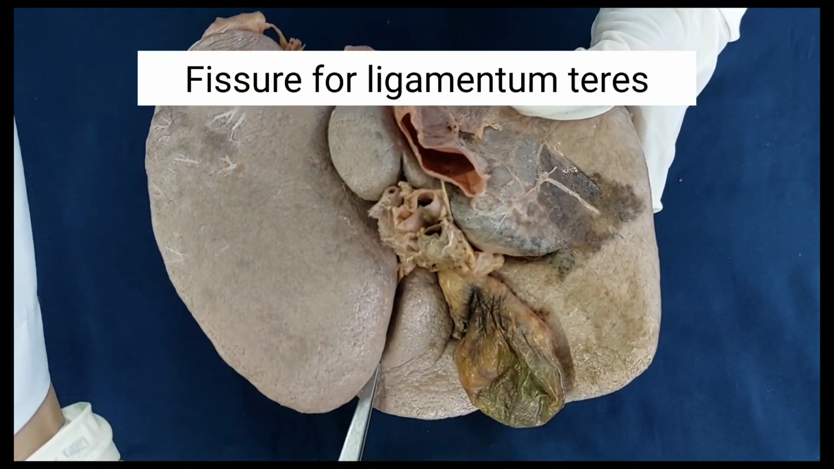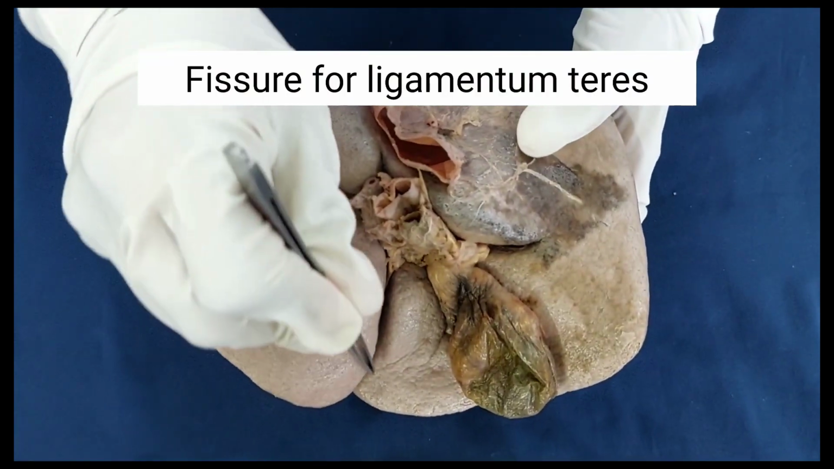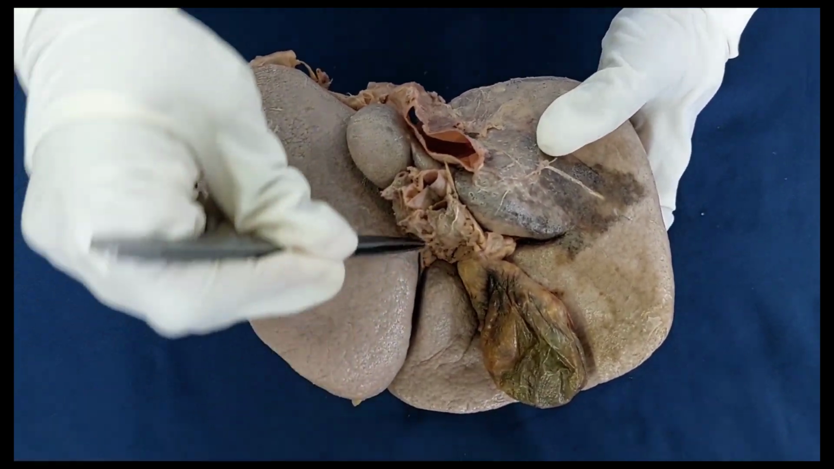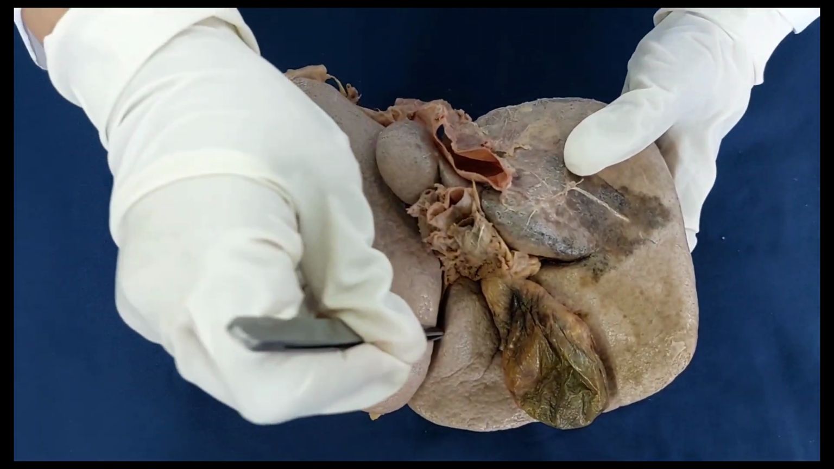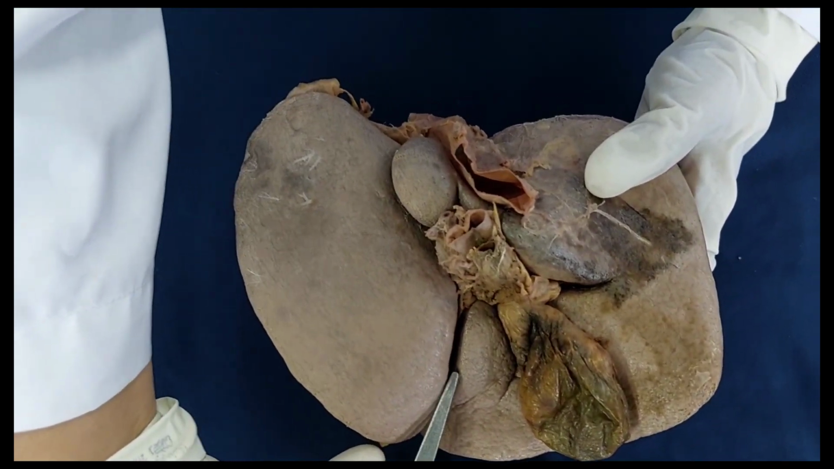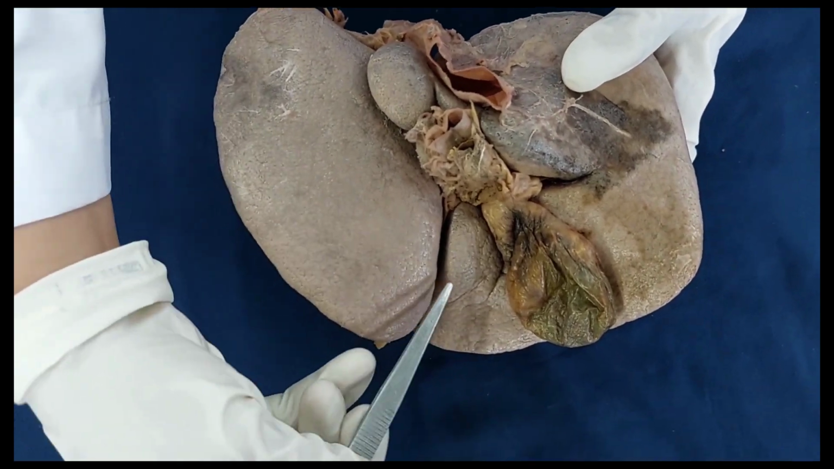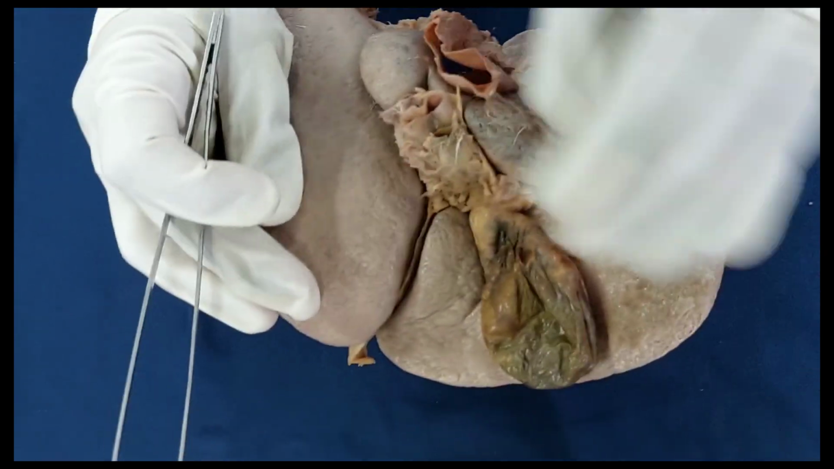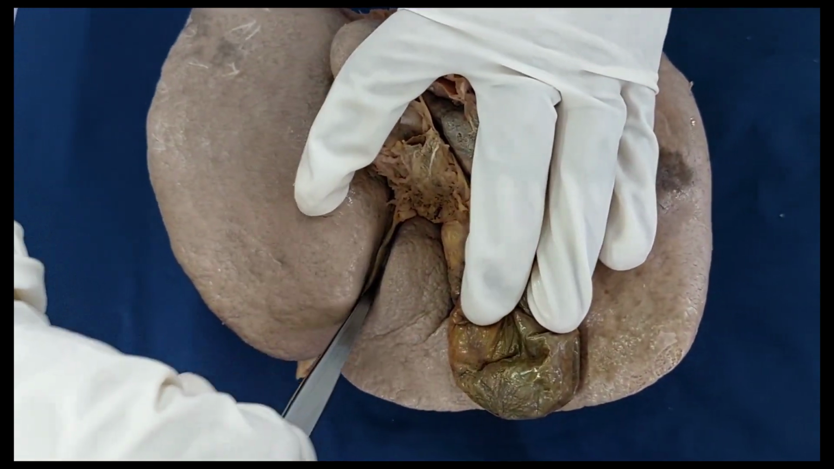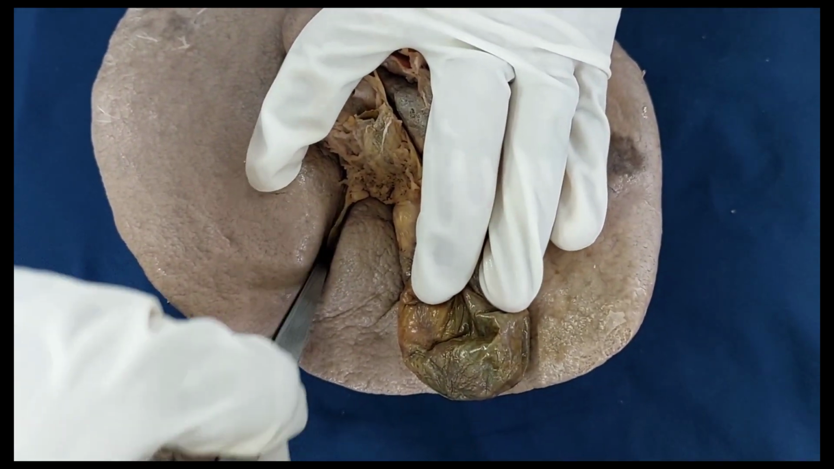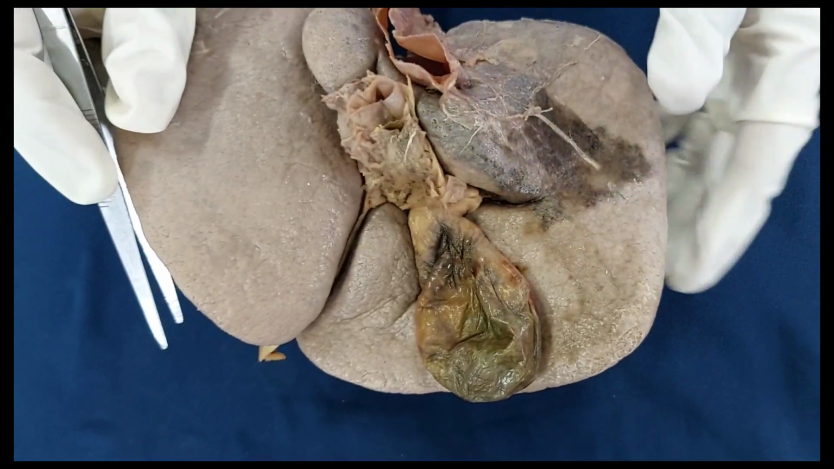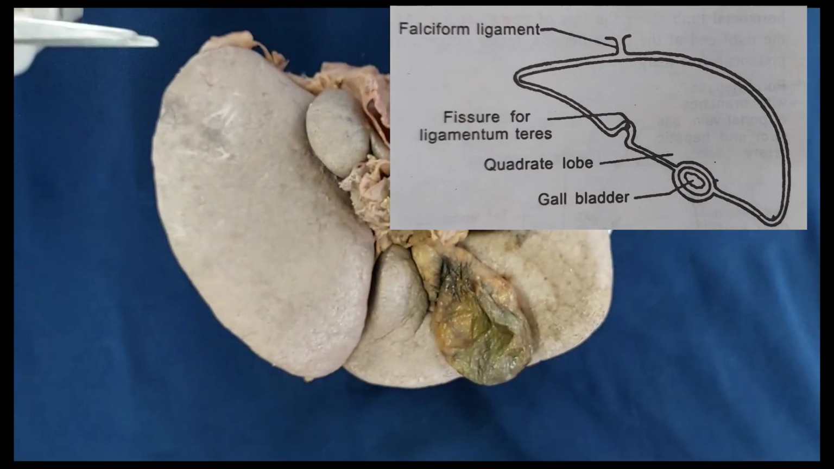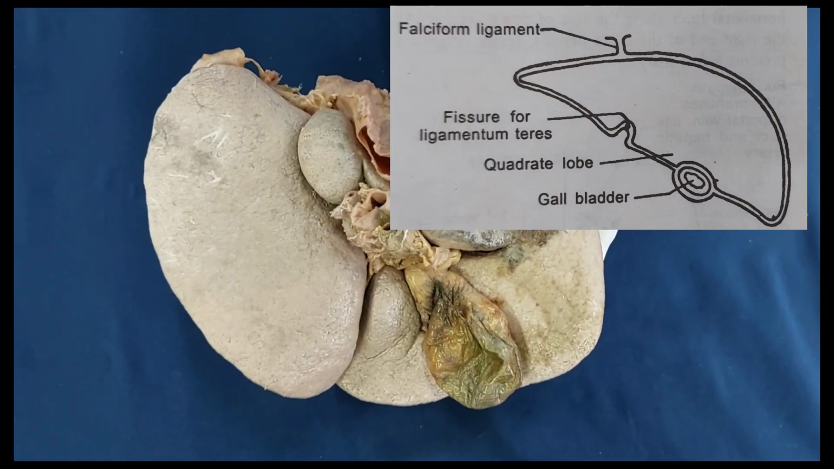This is the fissure for ligamentum teres. This fissure is a deep cleft extending from the notch on the inferior border to the left end of porta hepatis. Its walls are covered by the peritoneum of the greater sac, but its floor contains the ligamentum teres hepatis. Here you can see this ligament is known as ligamentum teres hepatis. It is a remnant of left umbilical vein. So this groove is covered by the 2 layers of peritoneum, which are both derived from greater sac.